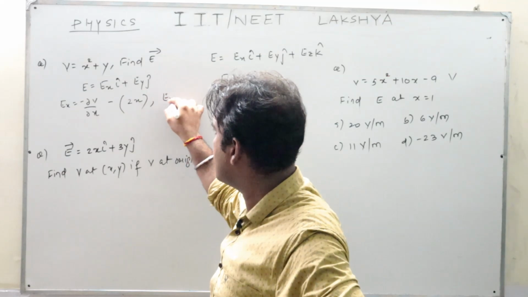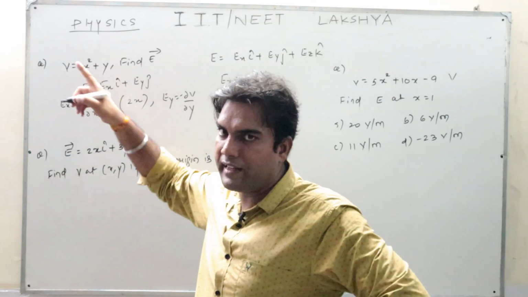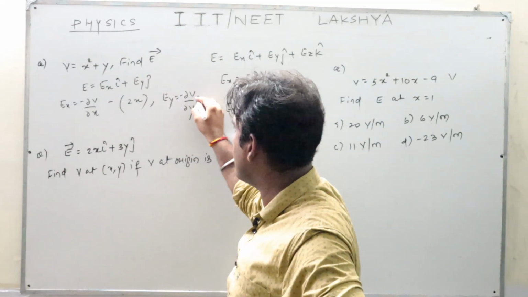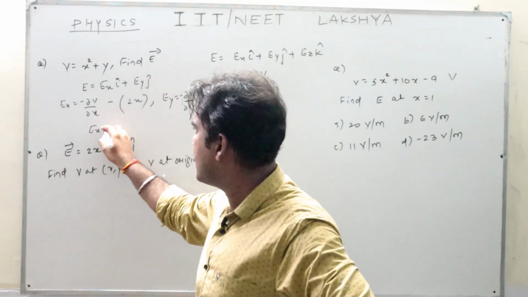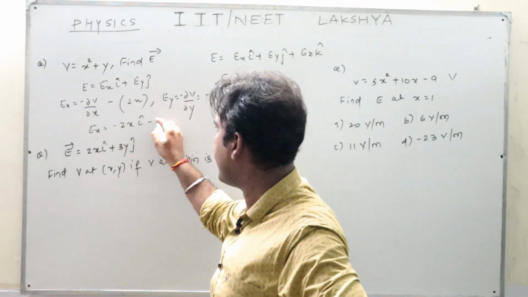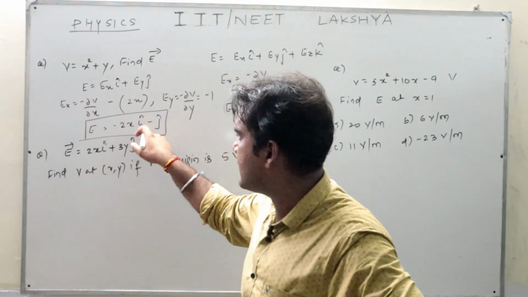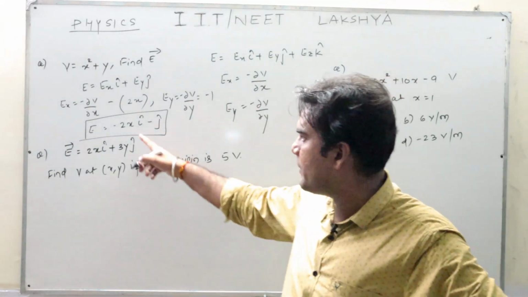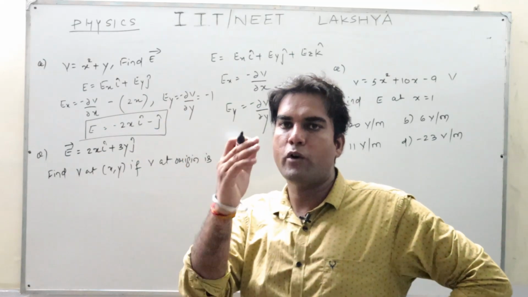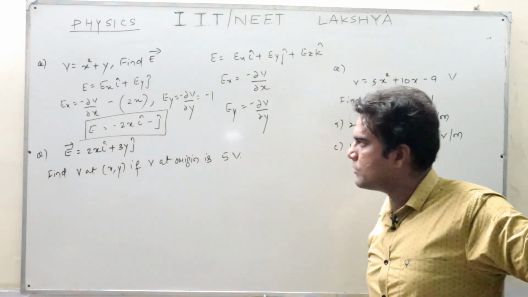Similarly Ey, that is minus del V by del y. So derivative of x square is 0 because x is constant, so x square is also constant, and derivative of y is 1, so minus 1. So E is minus 2x i cap plus minus 1 j cap. That is your electric field. You can see here this is a variable, non-uniform electric field because it depends on x. As x will keep on changing its value, electric field will keep on changing. Uniform electric field means a constant value. This is a non-uniform electric field. Okay, so that is as far as that question is concerned.